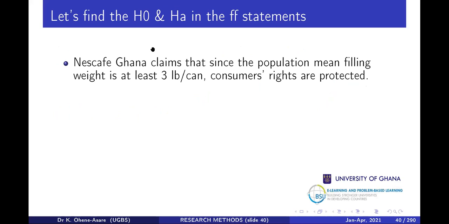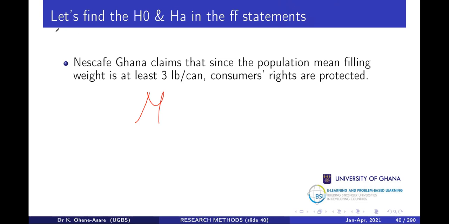So let's take this example here. Nescafe Ghana claims that since the population mean filling weight is at least 3 pounds per can, consumers' rights are protected. So that is a statement. You have to start writing that statement by putting this down. You write the mean, which is a mu symbol, and then you write a number, which is in the story, and then add the unit of measurement. So what is the number that you have to write and its unit of measurement?